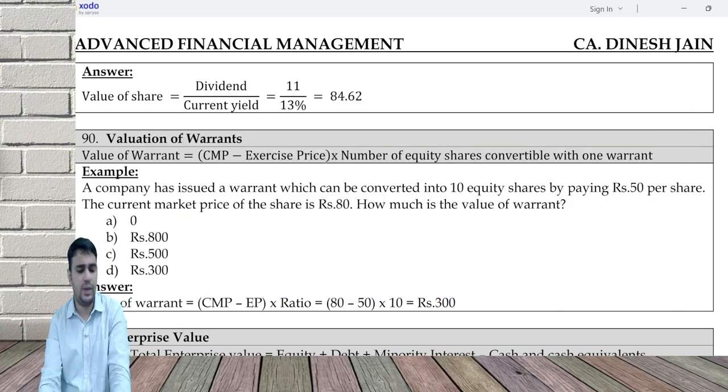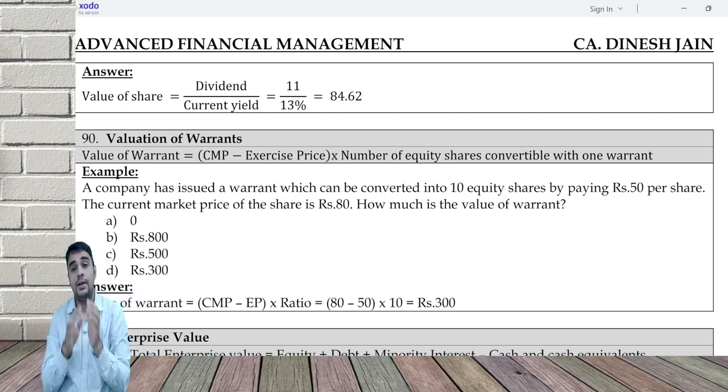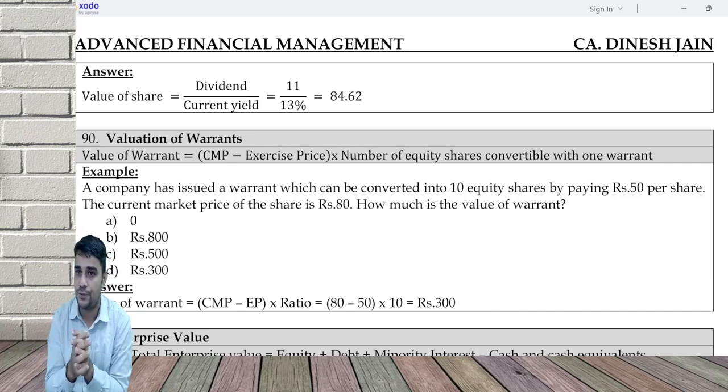Okay, now I move to the next segment of the chapter. We have done equity valuation, we have done bond valuation. Combining them together is called hybrid valuation. The hybrid valuation part very frequently comes in exam. Once in 2-3 attempts they keep asking one question from here.